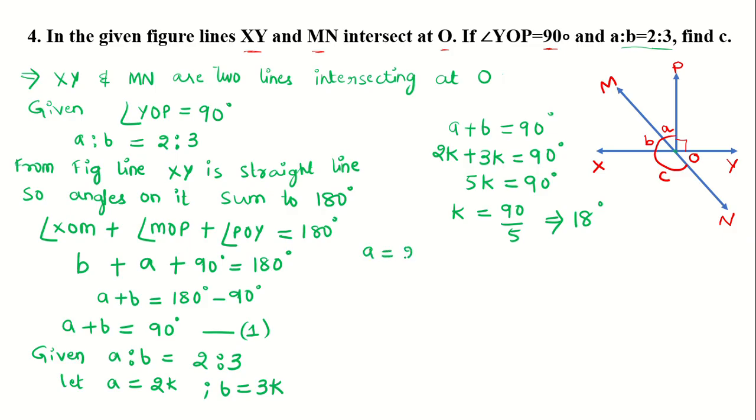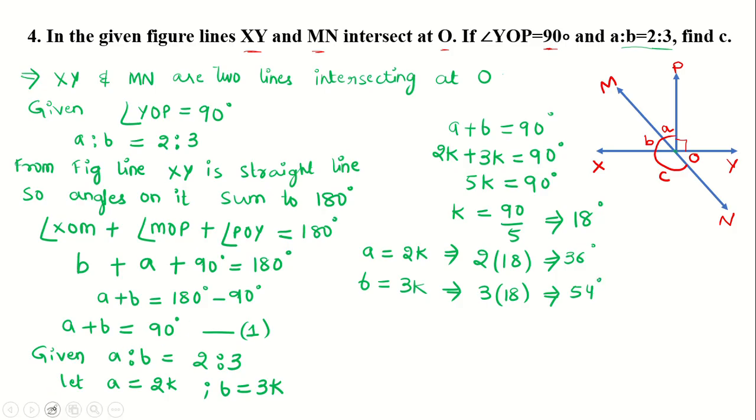Now, A equals 2K. 2 into, place the value of K which we got here, which is 18. 2 into 18 is 36. We got the value of A as 36. Similarly, B is 3K. 3 into the value of K, which is 18, gives 54 degrees.